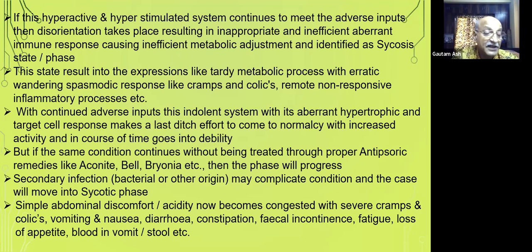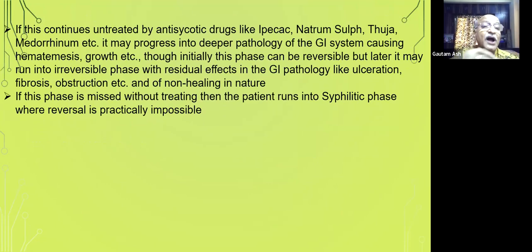So psora to sycosis. Simple abdominal discomfort, acidity, now becomes congested with severe cramps and colics, vomiting, nausea, diarrhea, constipation, fecal incontinence, fatigue, loss of appetite, etc. will be there. If this will continue untreated by antisycotic drugs like Ipecac, Natrum sulph, Thuja, Medorrhinum, etc., it may progress into deeper pathology of the GI system, causing hematemesis, growth, melena, etc. Though initially this phase can be reversible, later on it may run into an irreversible phase with residual effects in the GI pathology like ulceration, fibrosis, obstruction, etc., and of non-healing nature.